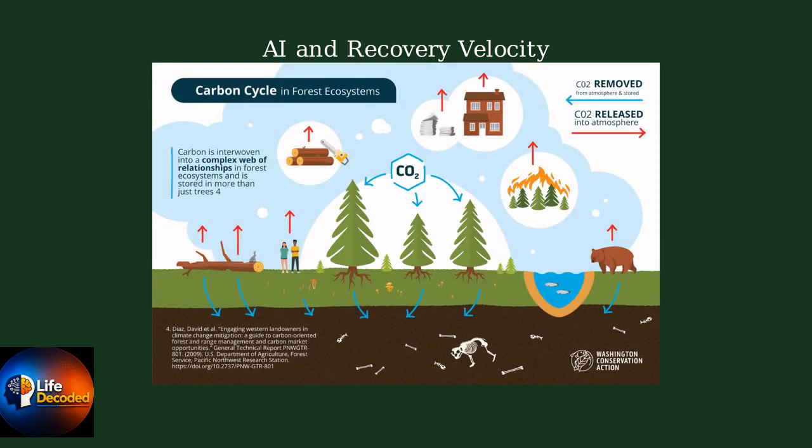We measure ecological recovery using a modern metric called recovery velocity. This is calculated through a combination of high-resolution satellite imagery and advanced artificial intelligence. This metric allows us to track how quickly a damaged ecosystem regains its ability to cycle nutrients and sequester carbon, comparing the current state to its pre-disaster baseline.